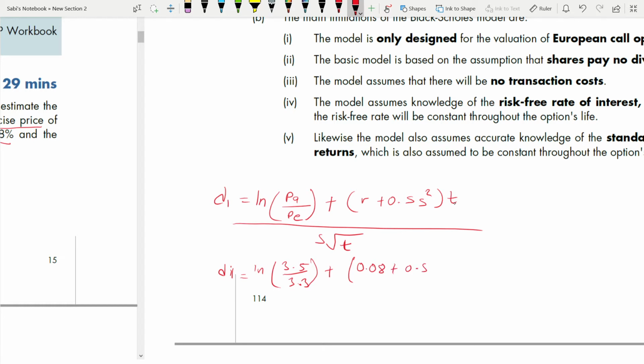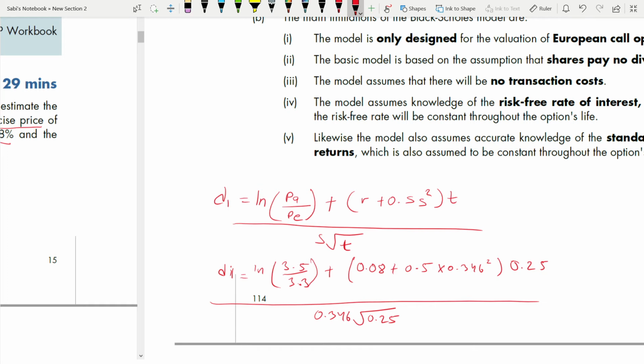What is your standard deviation? It is the square root of 0.12 because that's the variance. So standard deviation will be 0.346, if I round up to 3 decimal places, and this will be squared. Now multiply this by time. Time is 0.25. Divide the whole thing by standard deviation, which is 0.346, multiplied by the square root of time, which is 0.25.